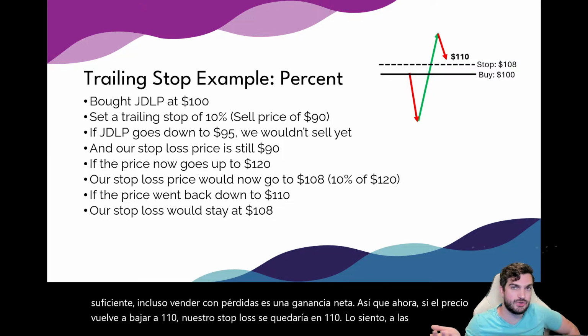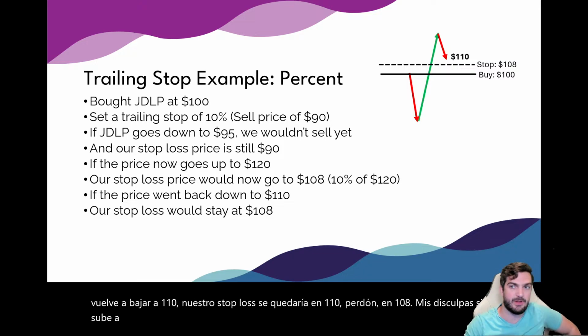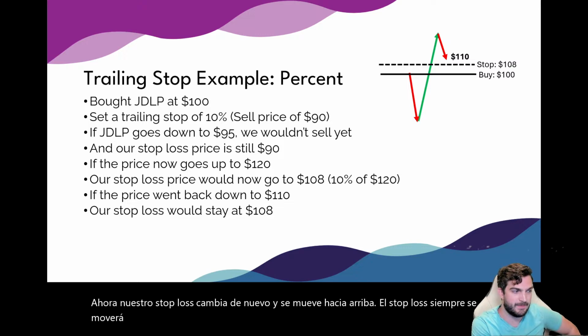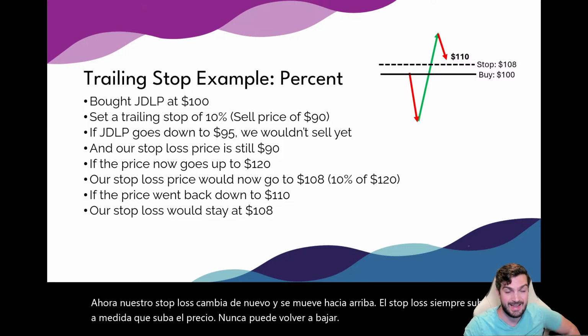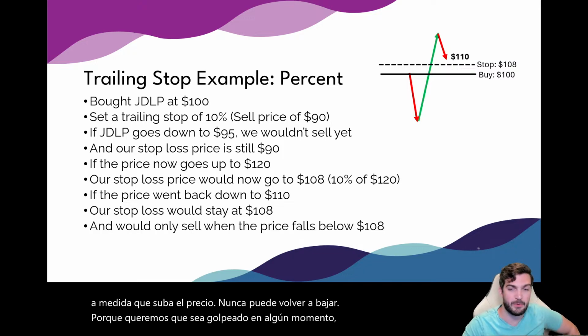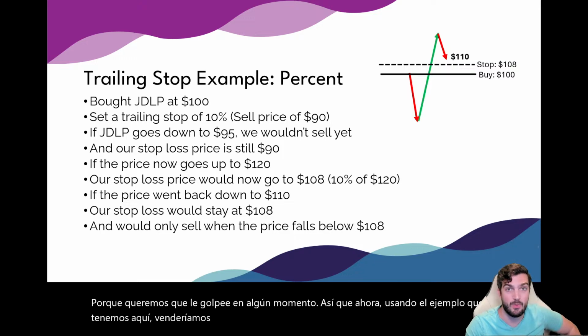If it goes up to 130, now our stop loss changes again, and it moves up. Stop loss will always move up as the price goes up. It can never move back down because we want it to get hit at some point. So now, using the example we have here, we would sell when the price falls below $108.